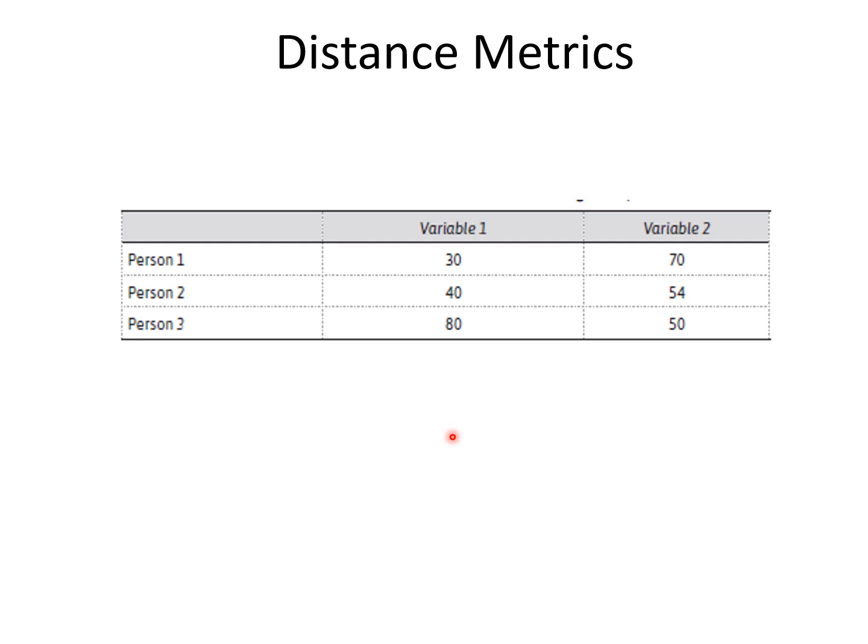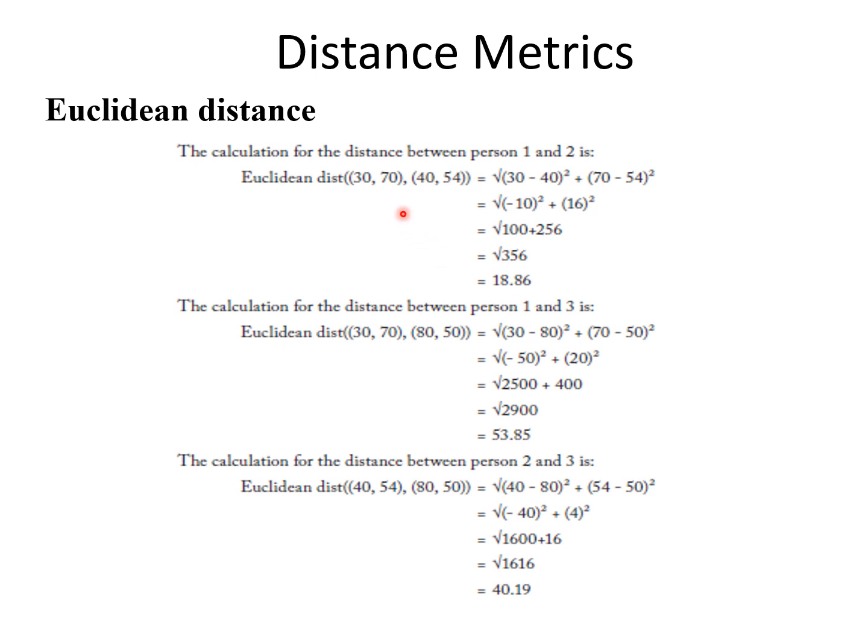We are going to apply these three distance metrics on this data set, which has two variables, 1 and 2. The data is about 3 persons. We compute the Euclidean distance between person 1 and person 2. We just fill up the formula with values, and the distance between person 1 and person 2 is 18.86.